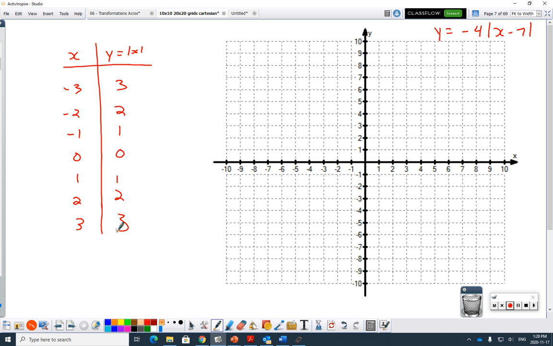I have a beautiful table of values for absolute value. Hopefully you're a step along where maybe you don't even need the table of values. You're like, I know what this is going to look like. I get the big V for victory there. Then, negative out front.